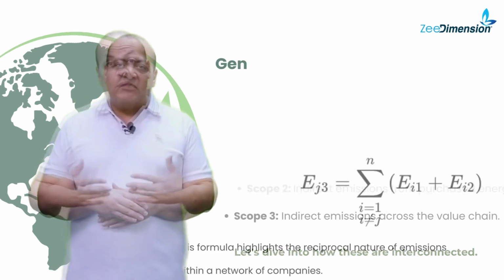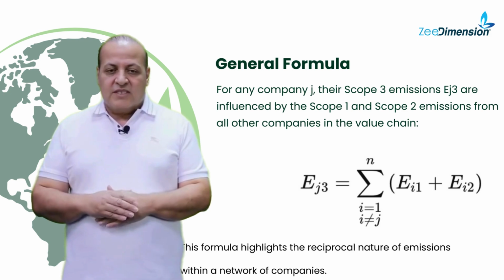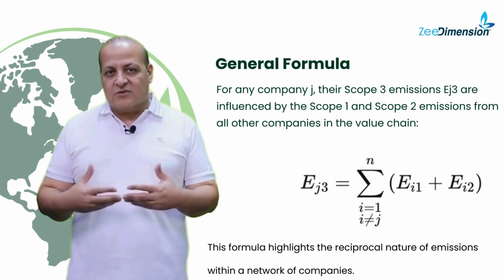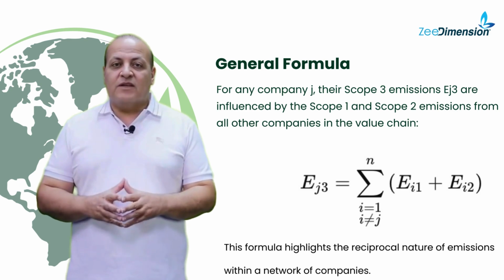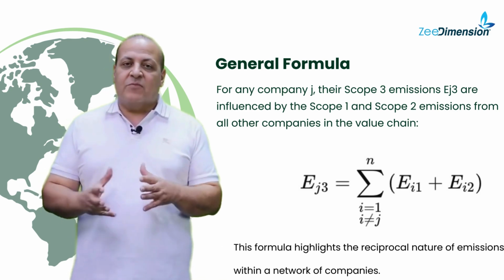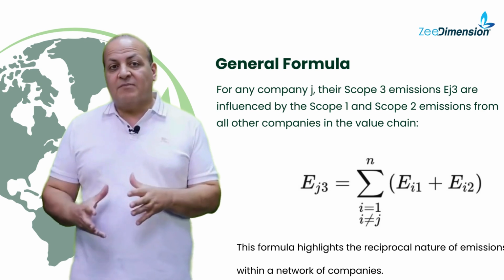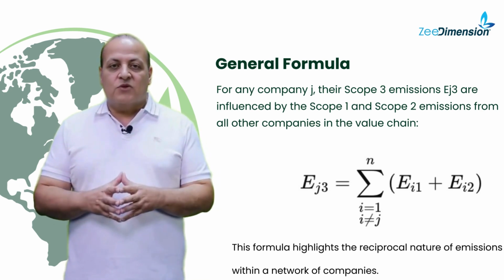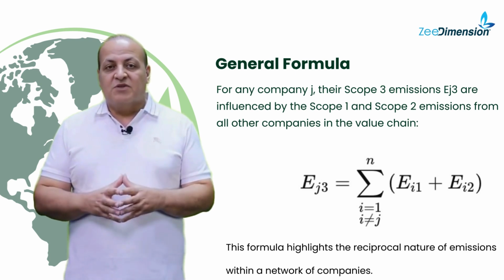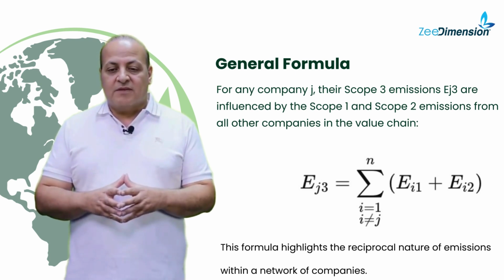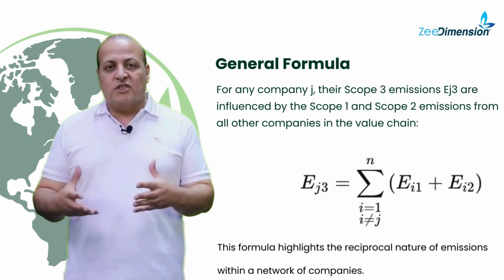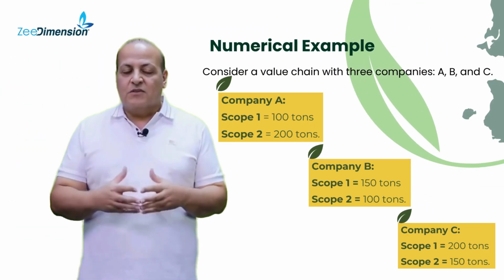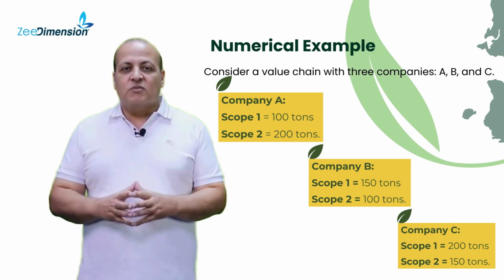General formula. Let's look at the general formula that illustrates this relationship. For any given company, let's call it company J, their Scope 3 emissions, denoted as EJ3, are influenced by the Scope 1 and Scope 2 emissions from all other companies in their value chain. This formula encapsulates the reciprocal nature of emissions within a network of companies. Essentially, the Scope 3 emissions of one company are not just their concern, but are impacted by the entire network's emission activities.